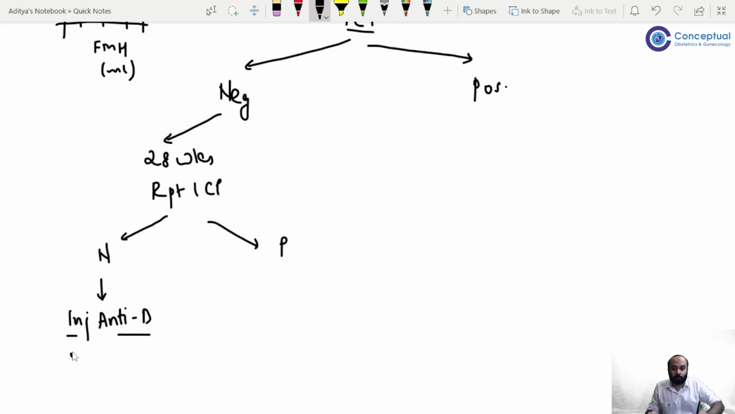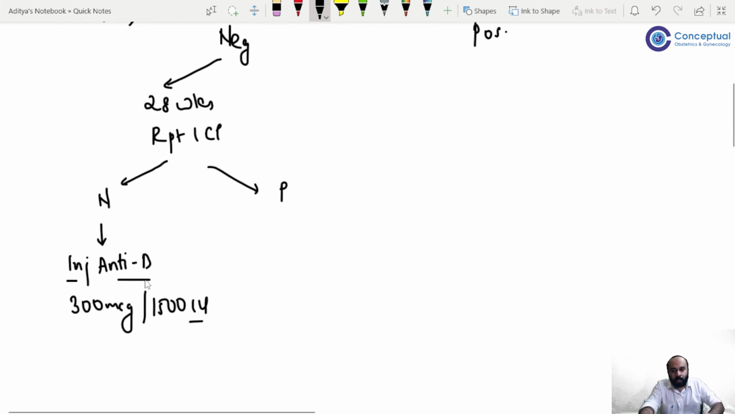What is the dose in which I'm going to give her this? It is 300 microgram. Or I can also call it 1500 international units. It is the same thing, just the units are different. Now, this is all I need to do. Once I have given this anti-D, I have given her an antibody. So after this point, you need to know that I don't repeat ICT.